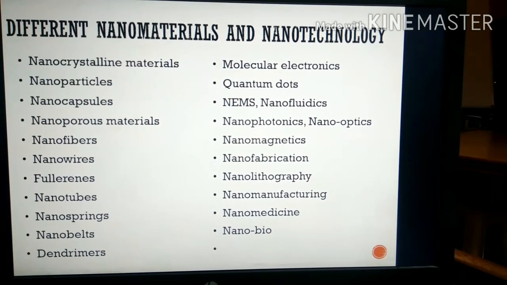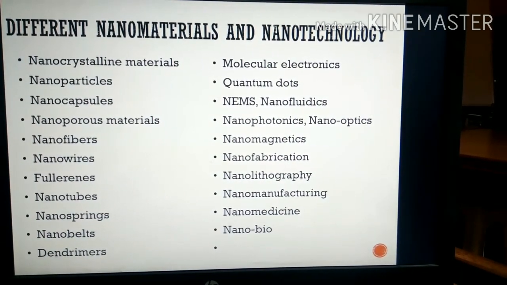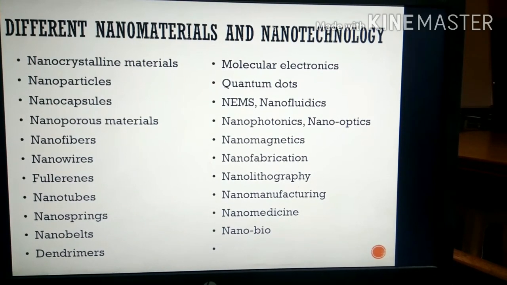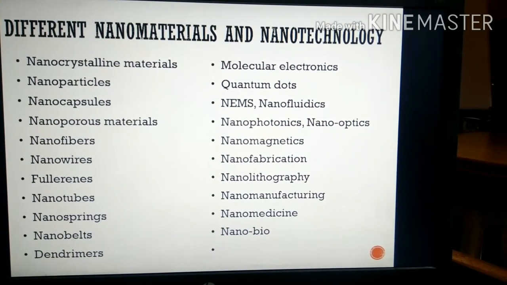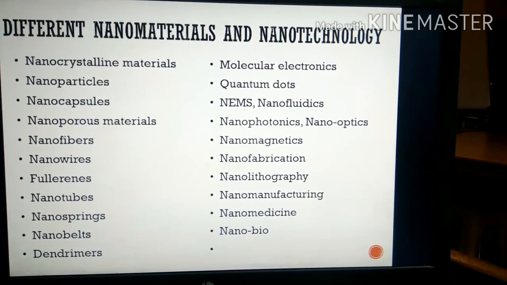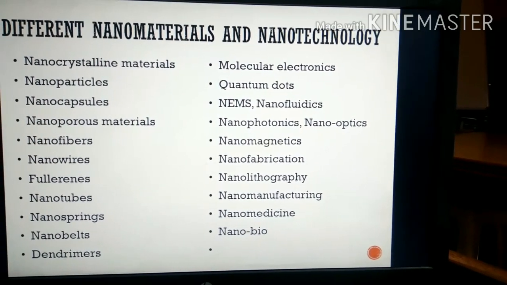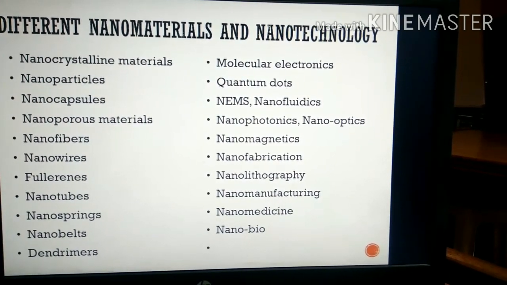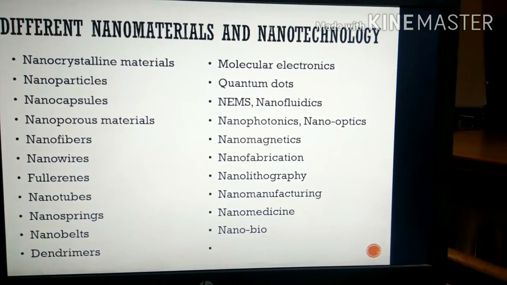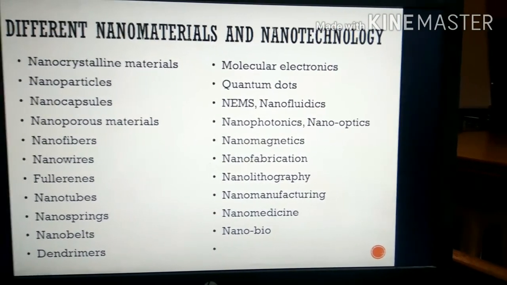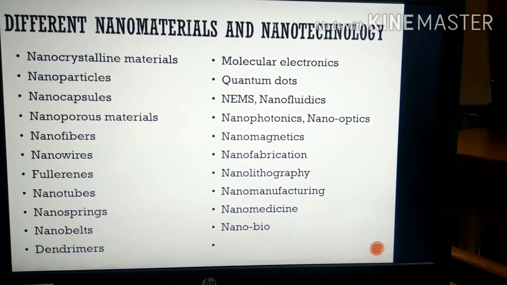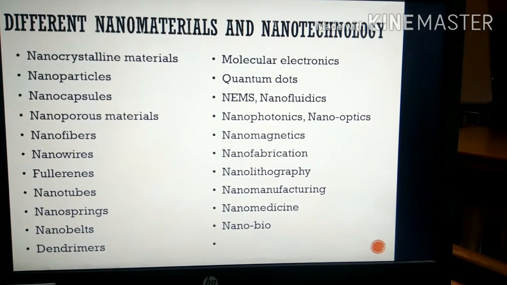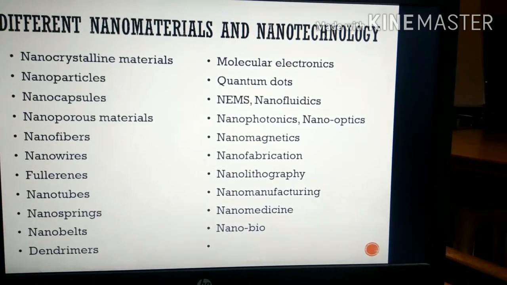Nanotechnology, as we discussed earlier, can be used in physics, chemistry, biology, different branches of engineering, biomedical engineering, biotechnology, and many such application areas can be observed due to the wide scope and wide properties of nanomaterials and their different characteristics at the nanoscale.